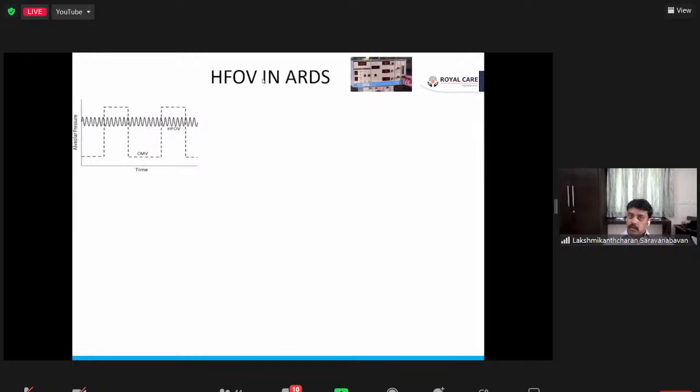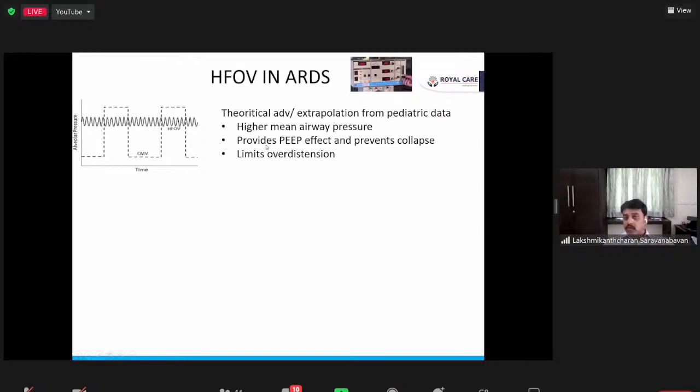The other thing that can be used in ARDS is high frequency oscillatory ventilation. It was predominantly used in pediatric patients, and it was extrapolated and used in many adult patients as well. As we all know, it uses ventilation with a high frequency and a low tidal volume. Thereby, the theoretical advantages are that it can have a high mean airway pressure. It provides a PEEP effect, prevents collapse, and limits overdistension.